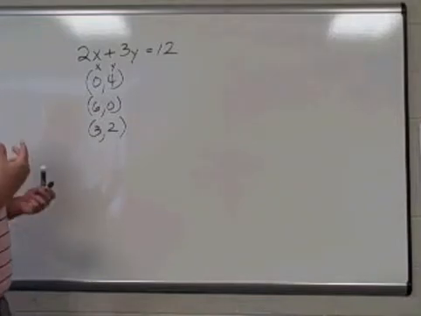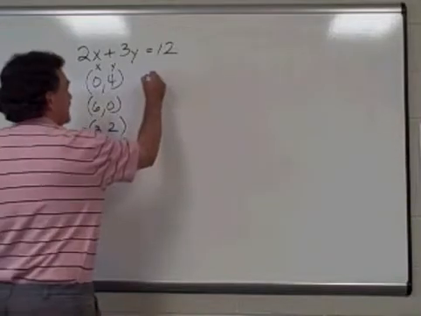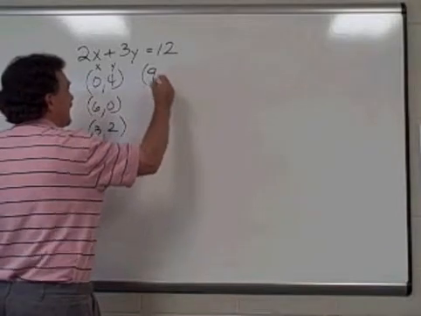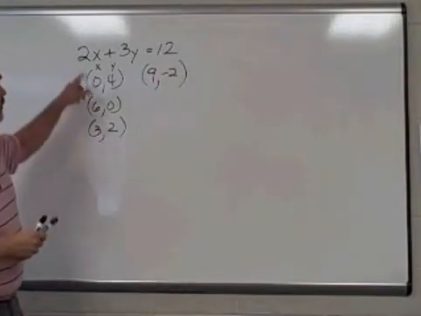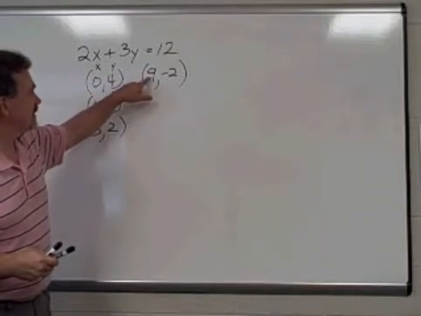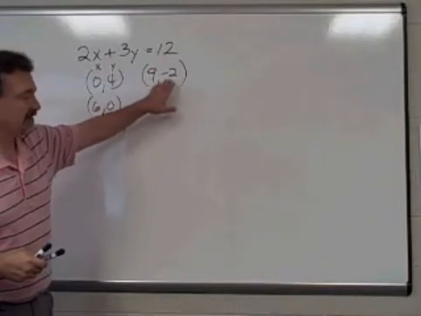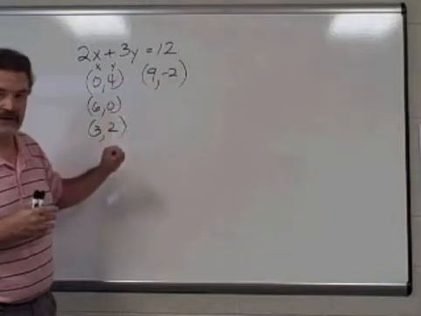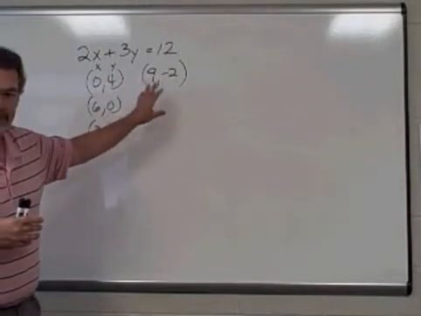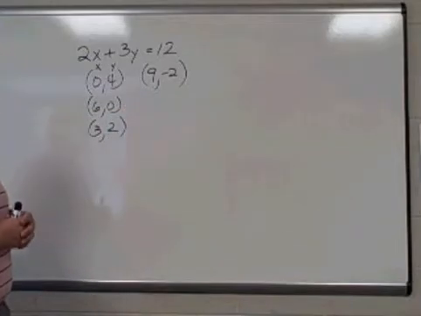Are there others? Well, how about this? What if I let x be 9 and I let y be negative 2? 2 times 9 is 18, plus 3 times negative 2, that's negative 6. 18 plus negative 6 is 12. And we have found a fourth solution to this linear equation in two variables.